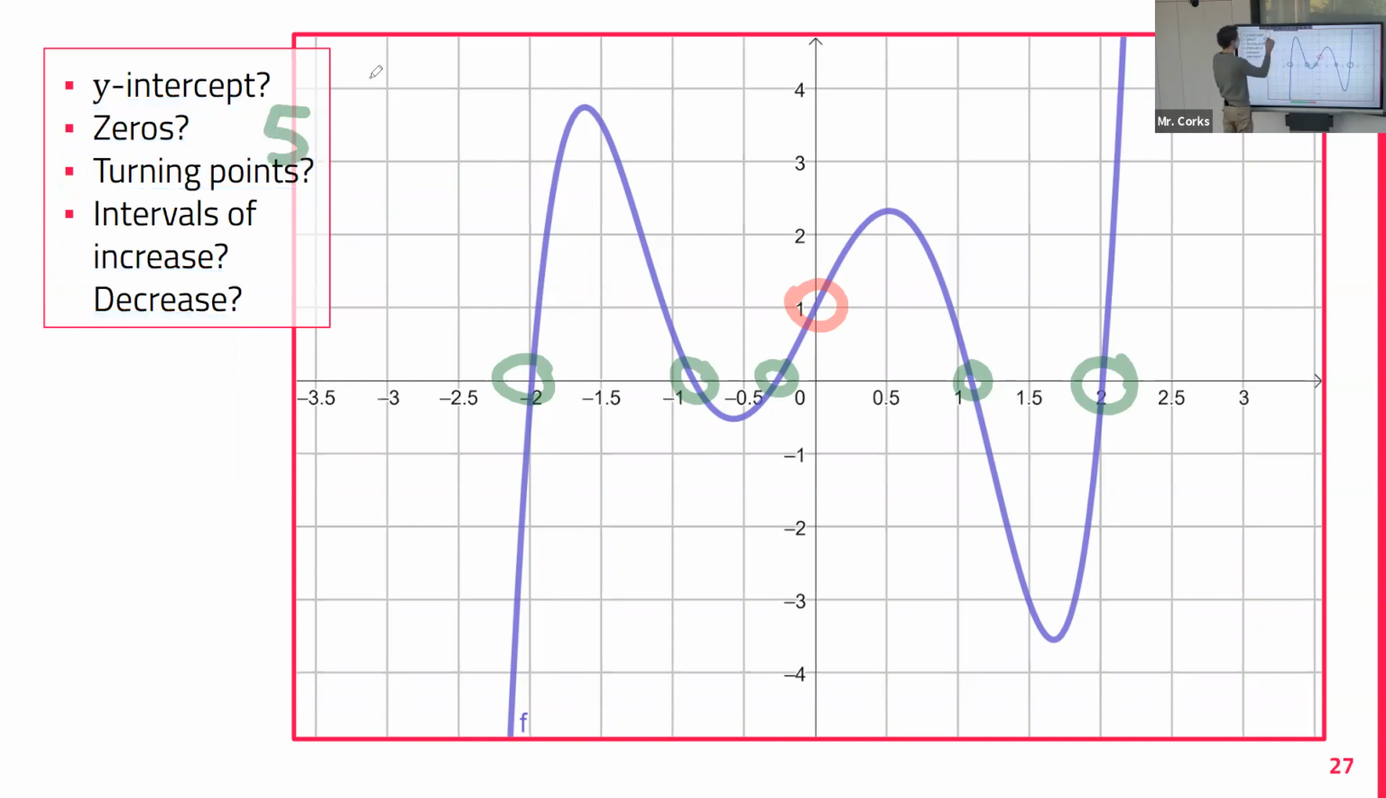4 turning points. Okay, so that should be obvious to see. I'm going to write these as lines instead. So 1, 2, 3, 4. This first one, is this a maximum or a minimum? Maximum. Is it a local maximum or is it a global maximum?